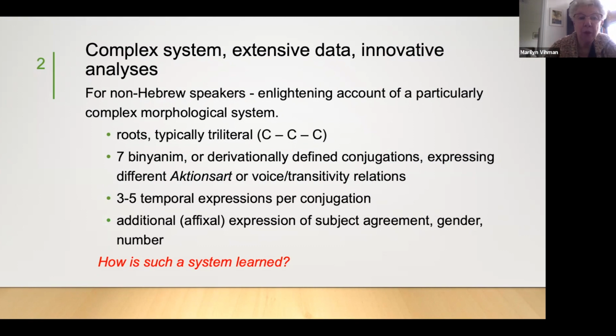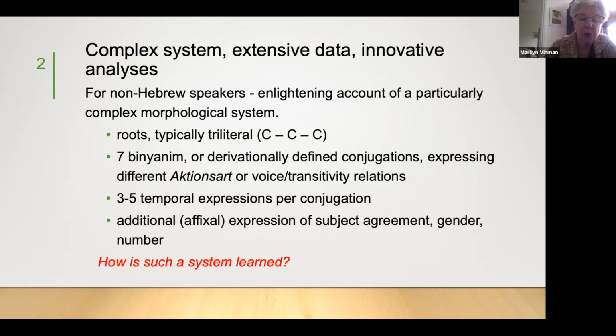Just a quick review of what I have understood about the way the system works. So we have the roots, which are typically three consonants, consonant 1, 2, 3. And then there are 7 what they call binyanim, which are really conjugations, but they're not arbitrary conjugations, such as I'm used to from French, for example, but they are derivationally defined conjugations. So they express different aspects of actions or voice or transitivity. So you have transitive ones and intransitive ones, and middle and passive, and so on.